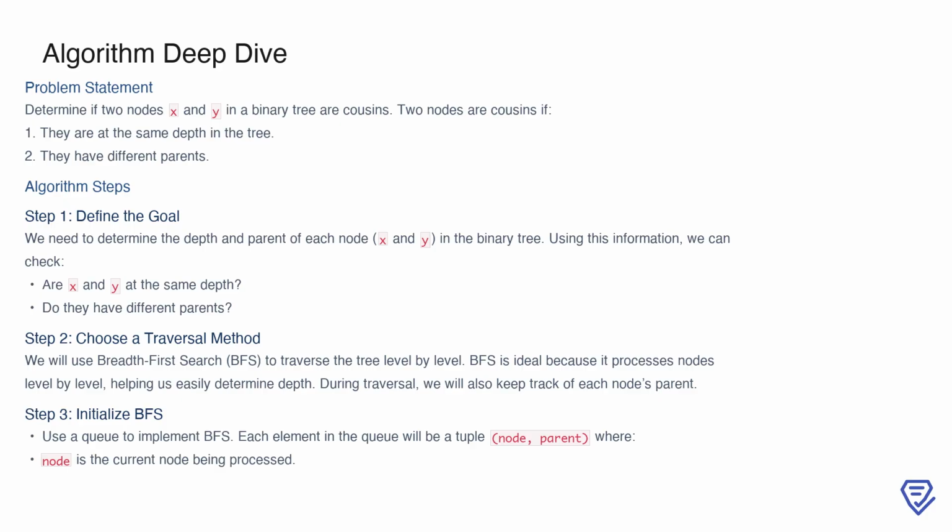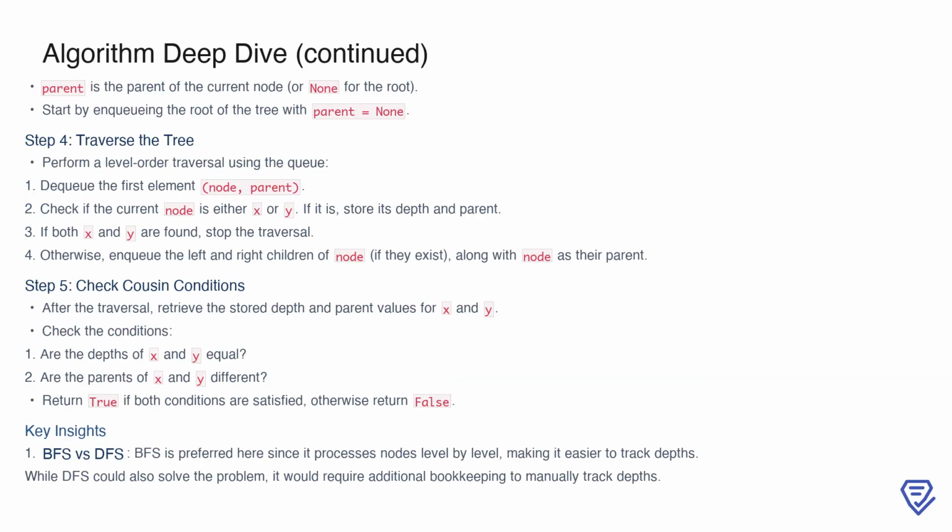To achieve this, we'll rely on breadth-first search, or BFS, as our traversal method. BFS is particularly useful here because it processes nodes level by level, making it easy to track the depth of nodes. Let's initialize BFS using a queue. Each element in the queue will be a tuple containing the current node and its parent. For the root node, the parent will be set to none.